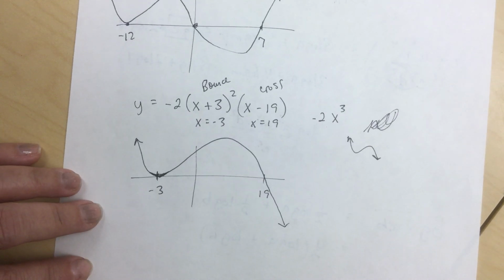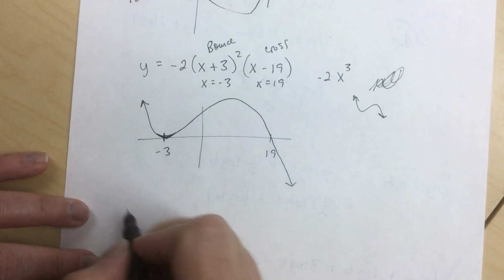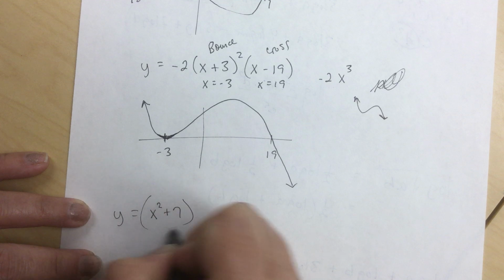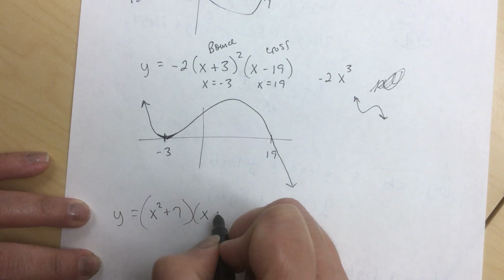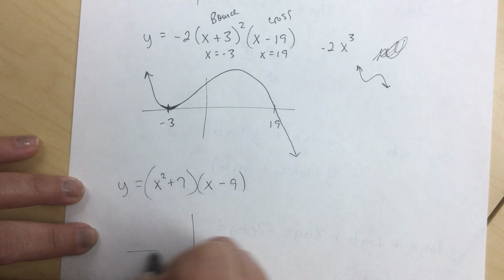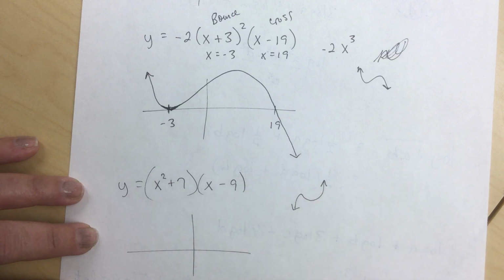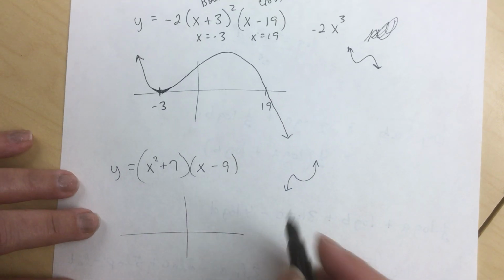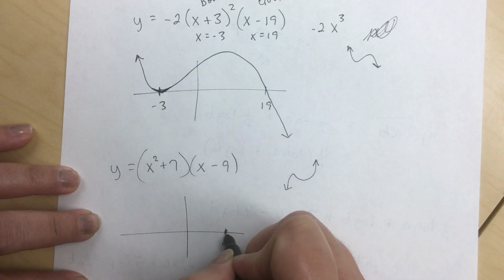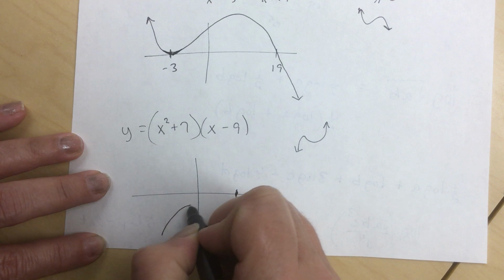So that's it. If you happen to have one with an imaginary root, let's say you have an x squared plus 7, and you have an x minus 9. This is also going to be a third degree, so it's going to look something like this, but it only has an x-intercept at 9. So it has to be this shape, but it only crosses there. So it could do something like this.